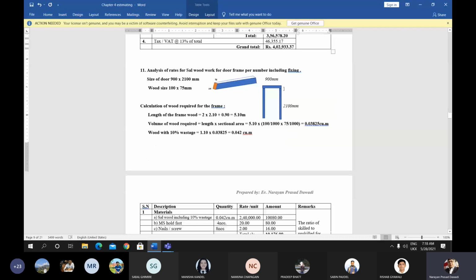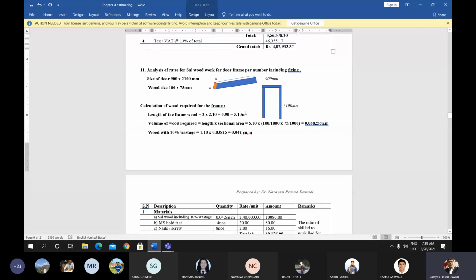If you are asked in the examination for analysis of rates for a door frame, including fixing per number, then you do it in this way, per number. Now for this, the size of the door is given as 900 by 2100 mm. 900 means width, 2100 mm means height.